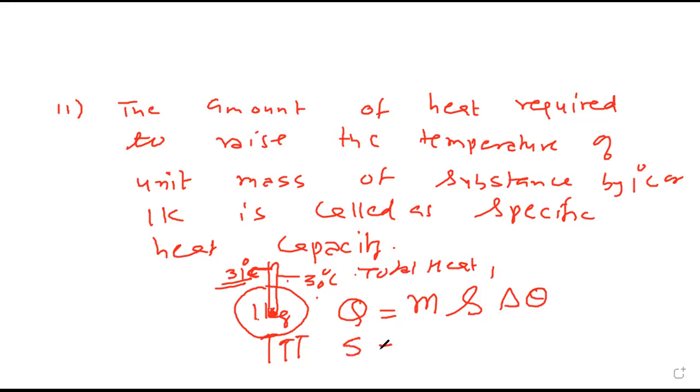So specific heat capacity is Q upon delta theta. Its unit will be joule per kg Kelvin. This is the unit of specific heat capacity S. Did you understand up to here? Specific heat capacity unit will be joule per kg Kelvin.